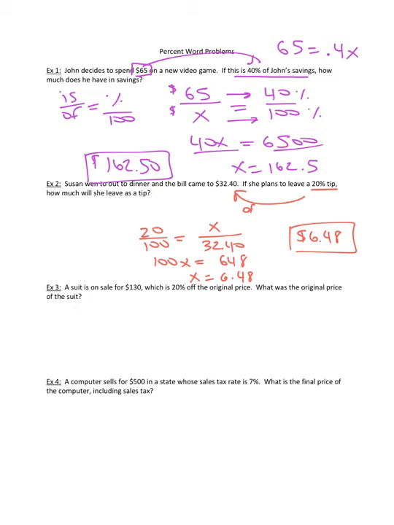If you set up an equation, you would say x equals 0.2, which is 20%, of $32.40, and just multiply 0.2 times $32.40. I'm going to stick to the proportions as my main method, but I'm just trying to show you could set up equations.